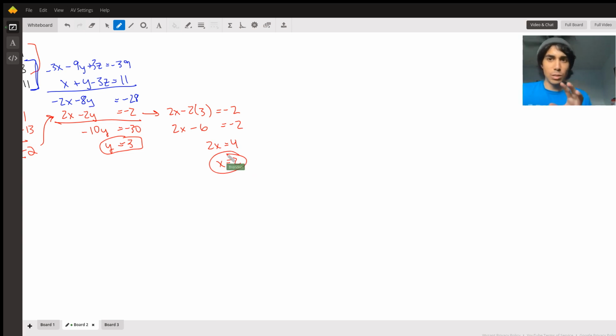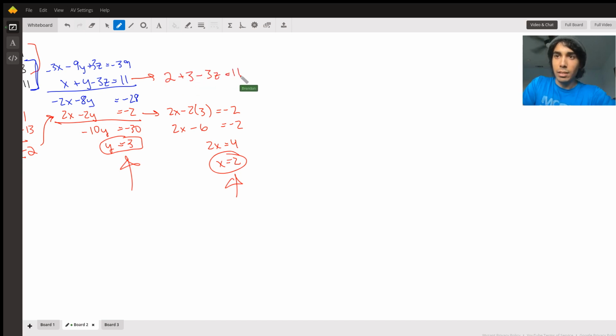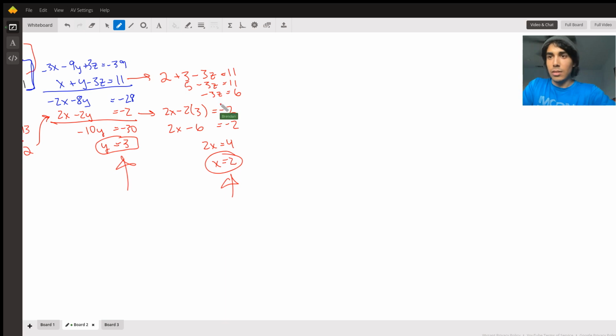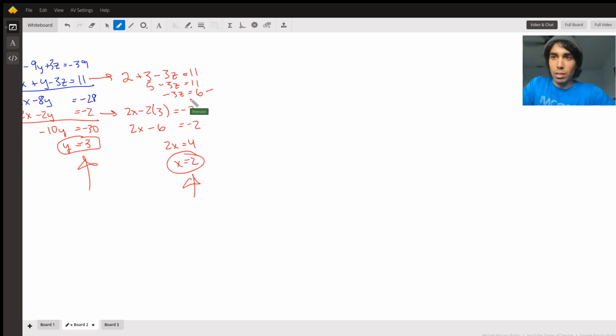All right, last thing we're going to do, we're going to go back into one of our original equations and plug in both of these guys, and it's going to give us z. I'll just use this one that's already right here. So I've got x plus y minus 3z equals 11. 2 plus 3 is 5. Subtract 5 on both sides. And then divide by negative 3. That will give you z equals negative 2. All right, there you go.